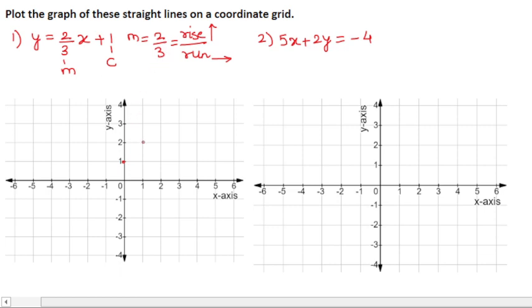So I start from here. From this y-intercept, I run 2 up and 3 right. 1, 2, 3. This is the second point. I explain again. It is 2 up and 3 right. And then you simply join these 2 points and you get your straight line.